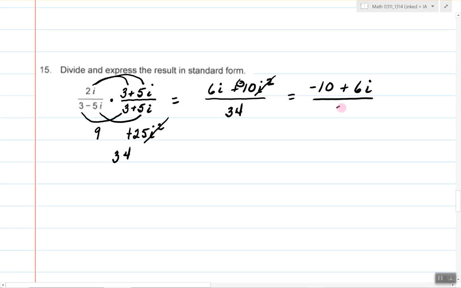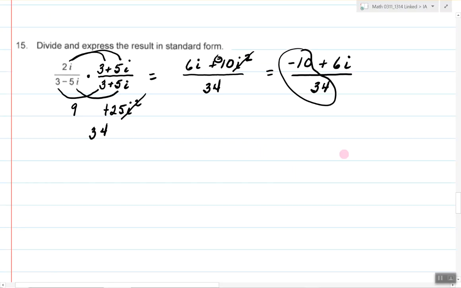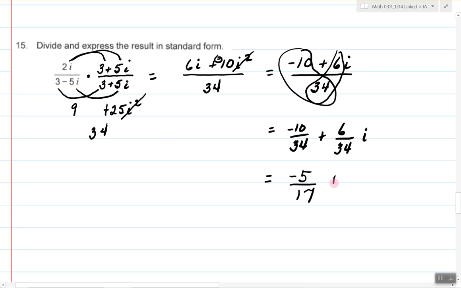This is all over 34. But remember, it wants standard form. So it's going to be, and I'll reduce in just a minute, negative 10 over 34 plus 6 over 34i. That was the second fraction, that was b. Reduce each one of those. 2 is a common divisor, so that's going to be negative 5 over 17, since 2 goes in there 17 times, plus 3 over 17i.